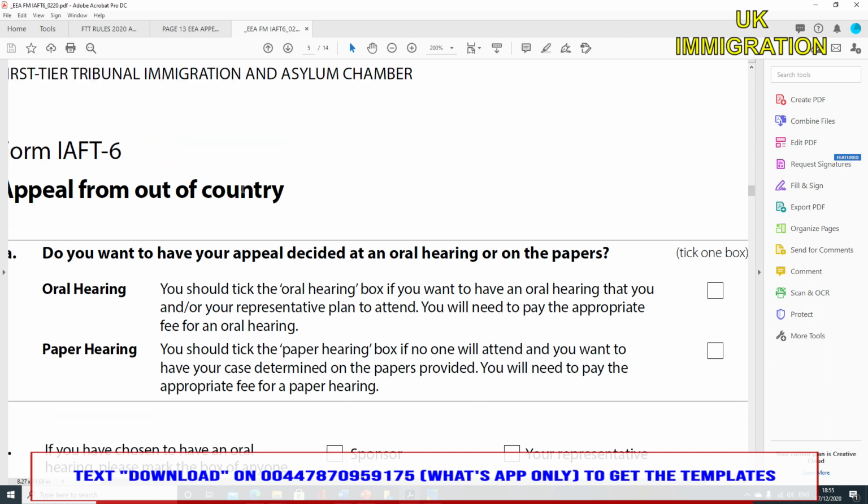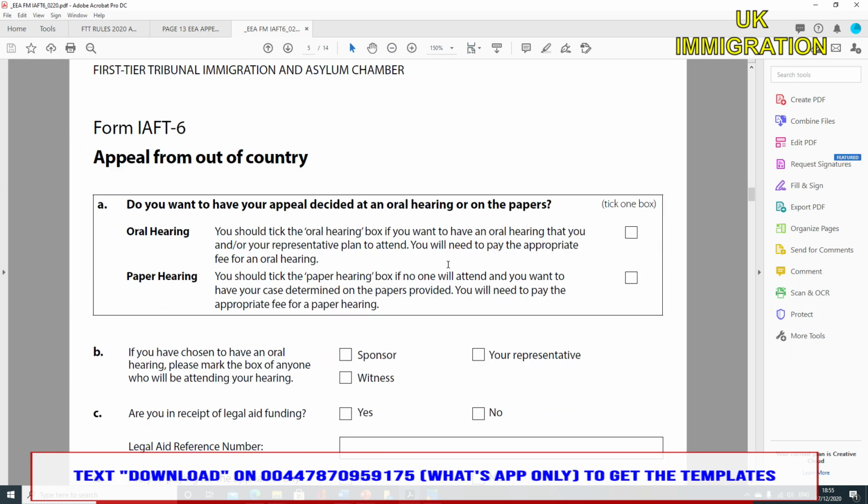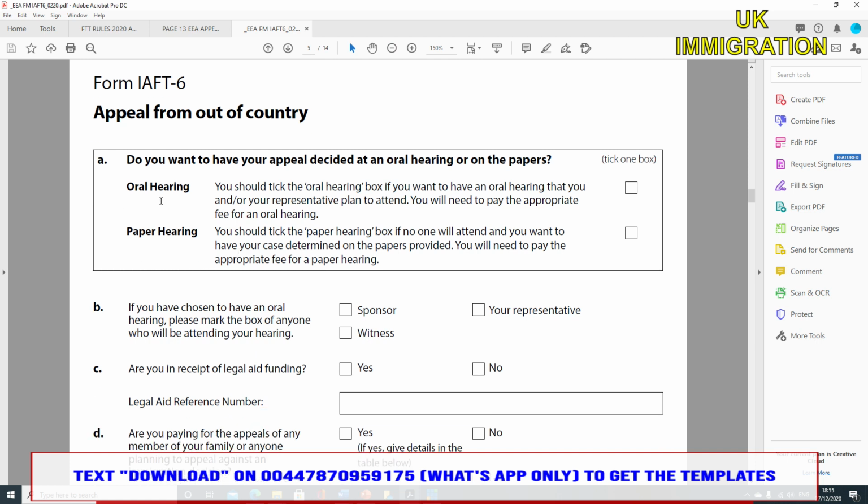So here is the next page where you will see oral hearing or paper hearing. People who prefer to have an oral hearing, meaning your representative or your sponsor or yourself in person will be appearing in the court, and then you can discuss your case orally. This is where you have to tick the oral hearing, for which you will have to pay court fees of £140 as well.